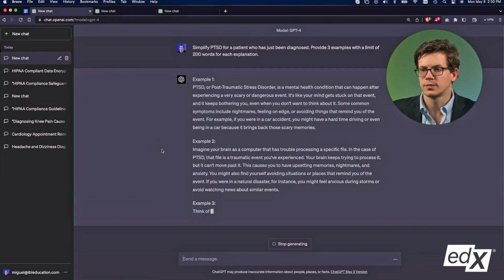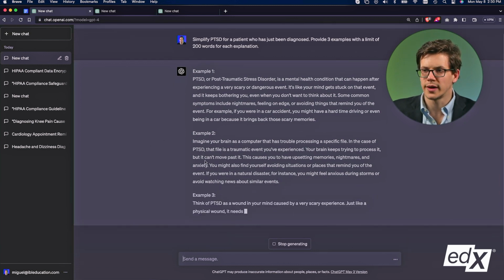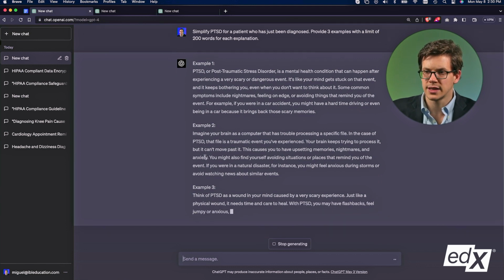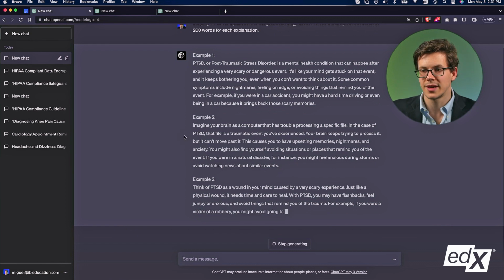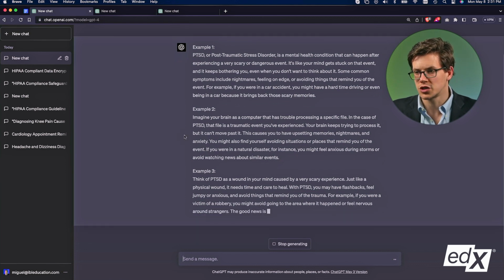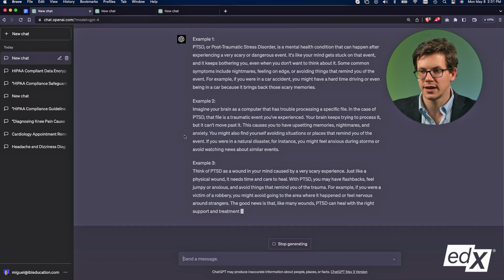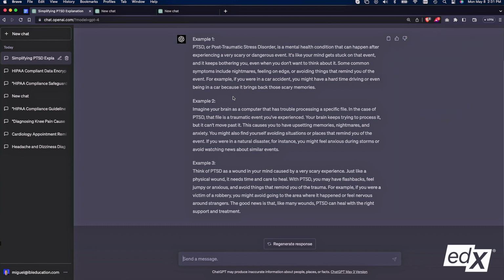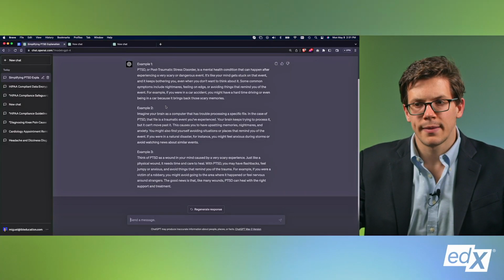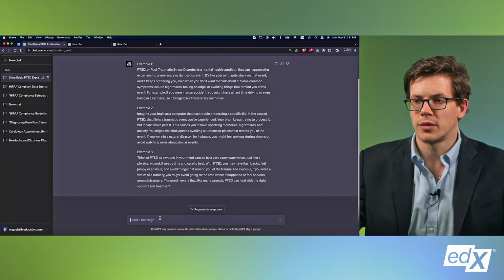All right, so let's see, imagine your brain is a computer that has trouble processing a specific file. In the case of PTSD, that file is a traumatic event that you've experienced. Your brain keeps trying to process it, but it can't move past it. This causes you to have upsetting memories, nightmares, and anxiety. Now, from a medical practitioner standpoint, when they're explaining a scary disease or an issue to a patient, these are analogies that are maybe helpful.